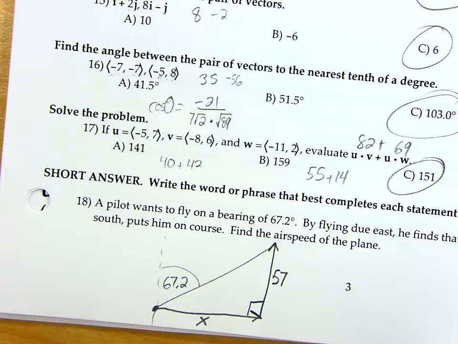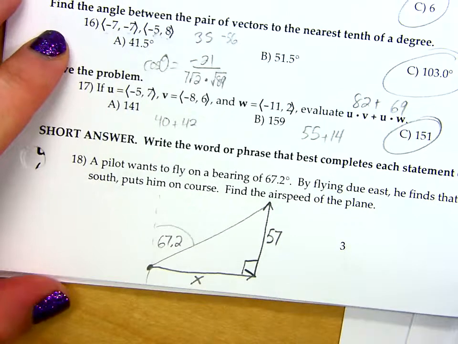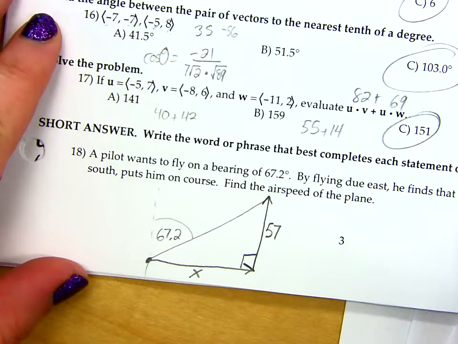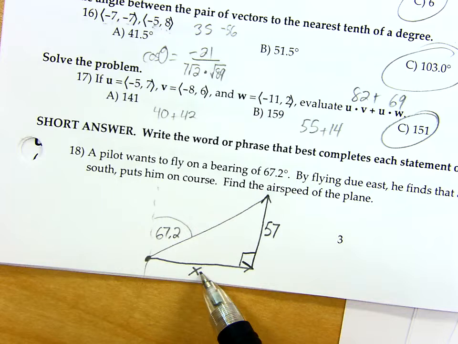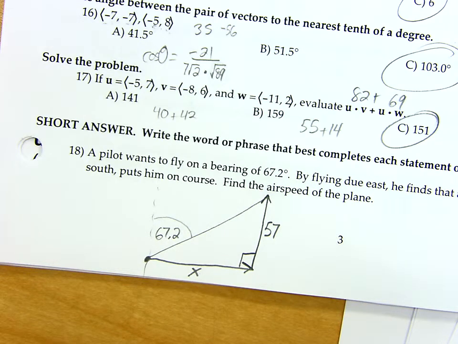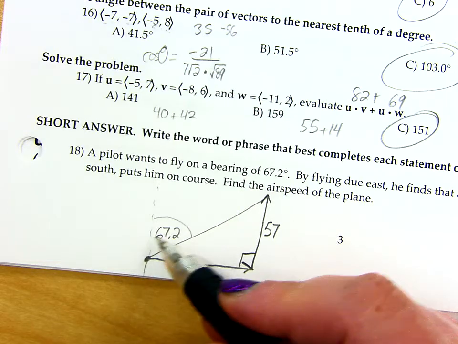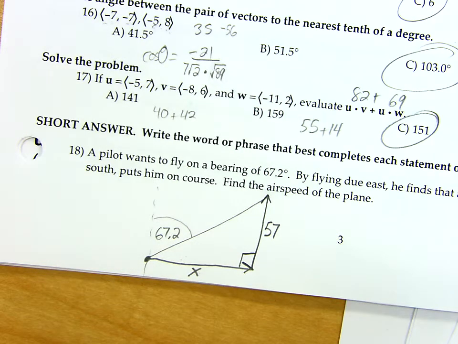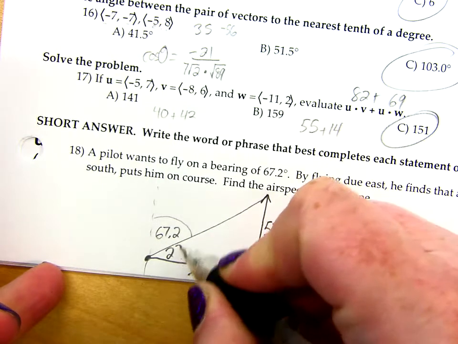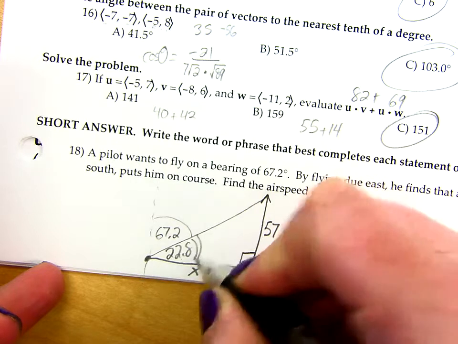Okay, so does my diagram make sense to everybody? Because remember, your questions are just like this, so you're going to have to make your own diagram tomorrow. Okay, great. So I'm trying to find this. I think I have enough information to get there. Because remember, that's just 90, so let's just do 90 minus 67.2. 22.8. And then, guys, what can I do to find x?